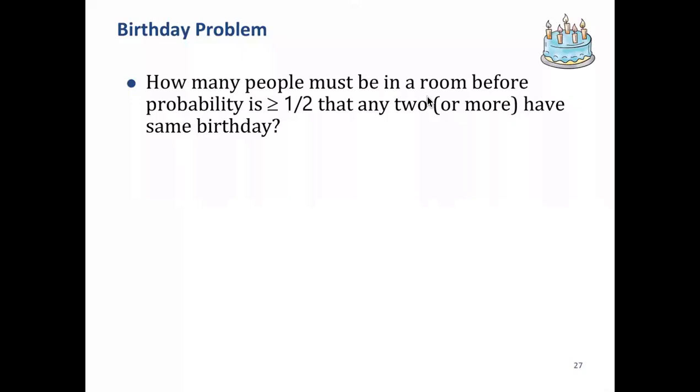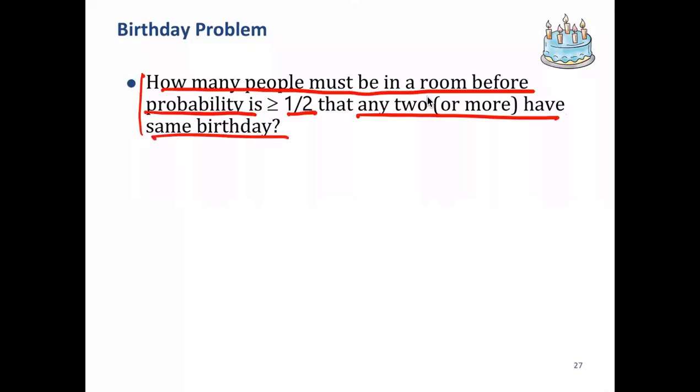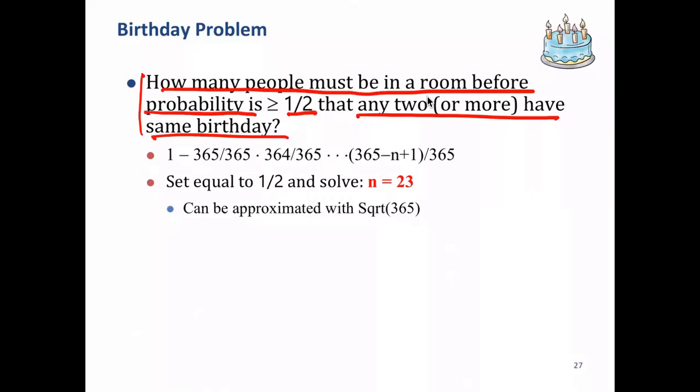Okay. Another way of putting it is: how many people must be in a room before the probability is greater than half that any two people have the same birthday? Put a certain number, like this class. If I say the probability has to be greater than half, how many people have to be in this class? You can just find it out using simple mathematics, probability theory, and you will find 23 people. If you have 23 people in the class, there's a probability greater than half that at least two of you will have the same birthday. Okay.